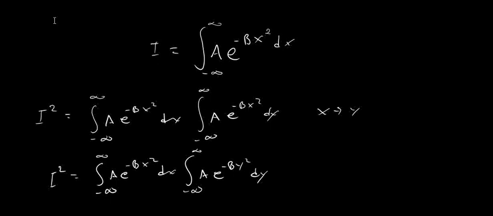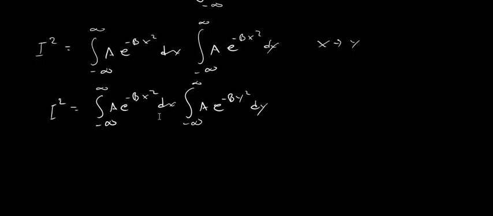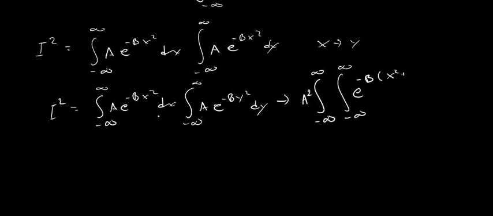And so here we can then go and combine these two integrals. We can get the integral from minus infinity to infinity, minus infinity to infinity, I'll pull our a squared out front, of e to the minus b times x squared plus y squared dx dy.